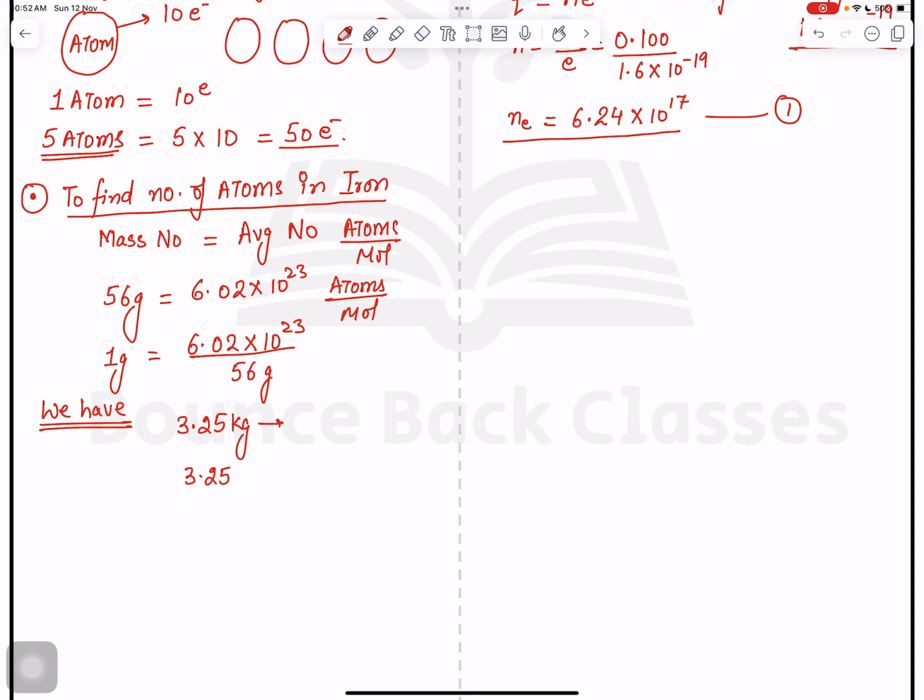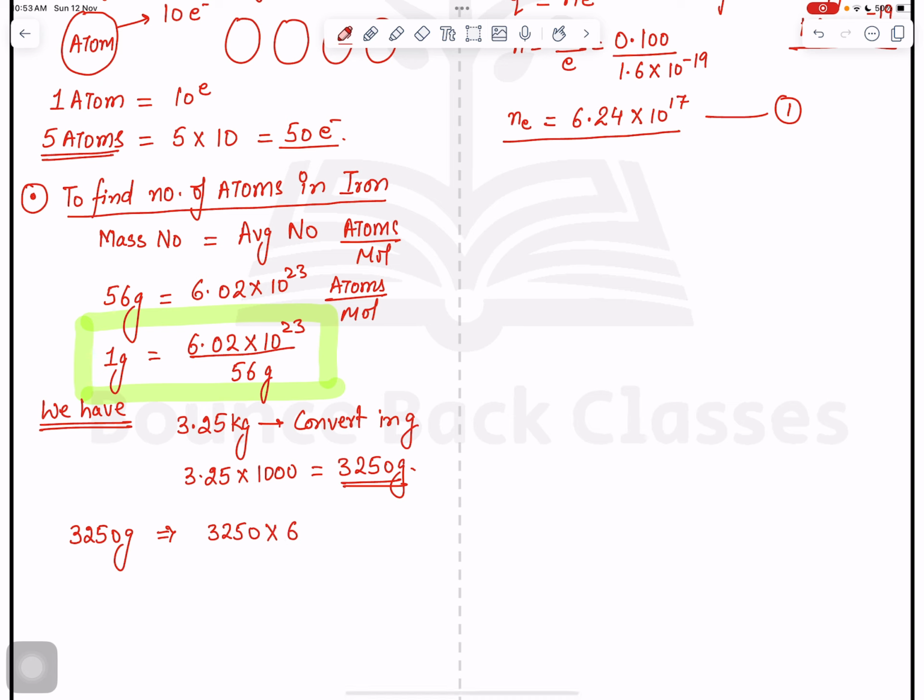So 3.25, convert in gram. So multiply by 1000, which gives you 3250 gram. So 1 gram gives you this much value. So now what we need to find? 3250 gram equals, so what we get? 3250 multiply 6.02 multiply 10 raised to power 23 divide by 56.